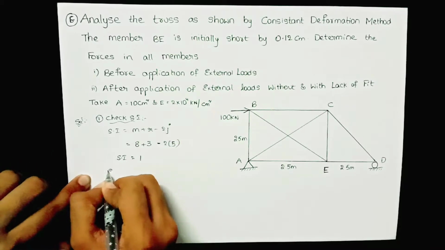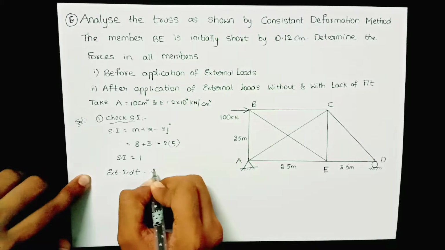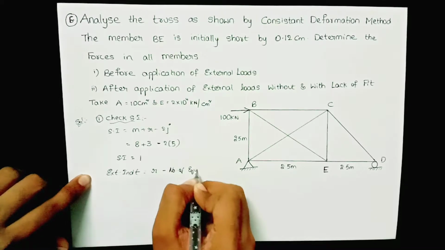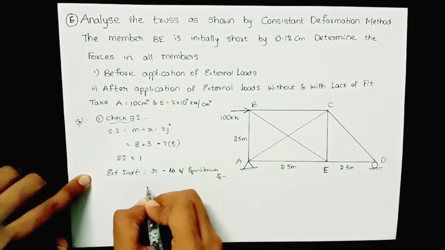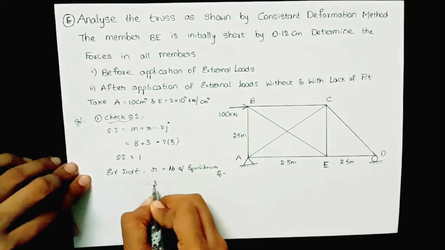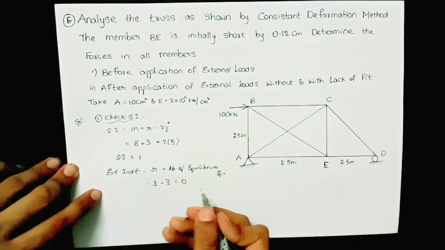Next we should calculate the external indeterminacy. External indeterminacy is equal to R minus the number of equilibrium equations. R is the number of external reactions. There are 3 external reactions and 3 equilibrium equations. So external indeterminacy is 0.